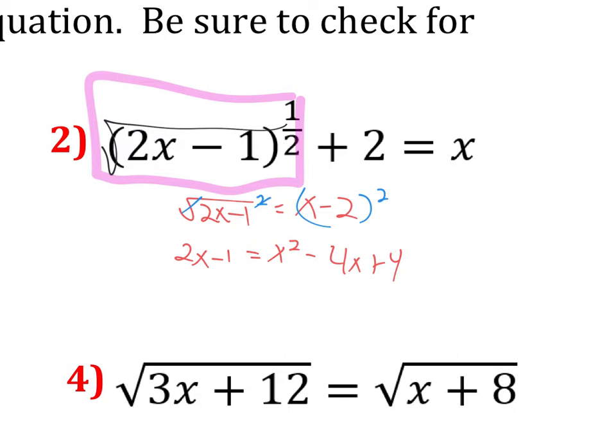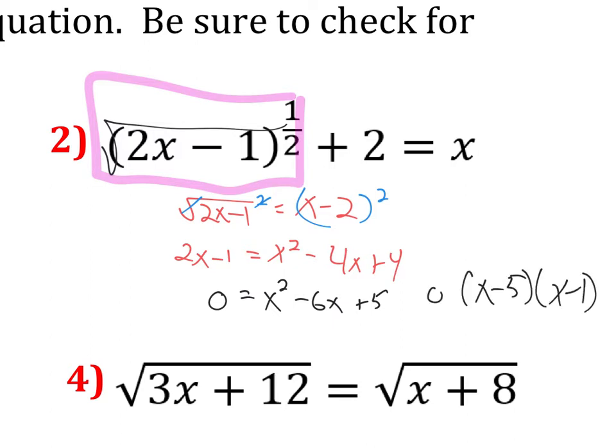Now we'll move everything over to one side. And I get x squared minus 6x plus 5. Well, just like we just saw, factoring that out, I get x minus 5 and x minus 1 equals 0. Therefore, x equals 5 and x equals 1. So I'm going to have those ready to go, but I have to be careful because one of them might be extraneous. I don't know. Let's plug in 5 first.